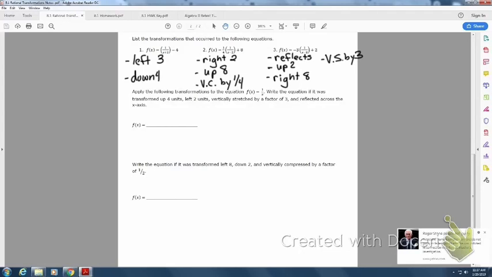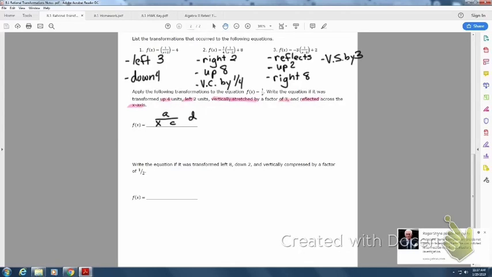Okay. Just make sure you're able to dissect the equation and get the transformations out of it. So coming down here, alright, so go through this. If I call on you, tell me what letter I need to replace with what number. So it says that it goes up 4, left 2, vertically stretched by 3, and reflected across the x-axis.